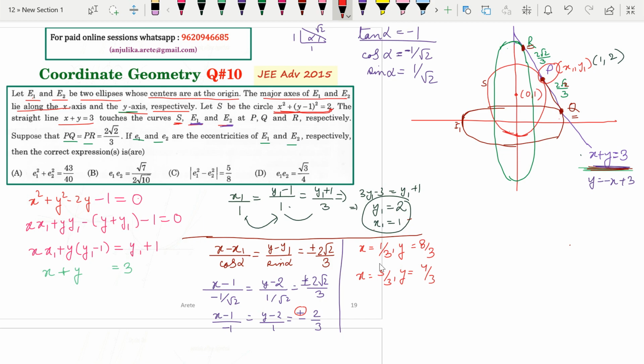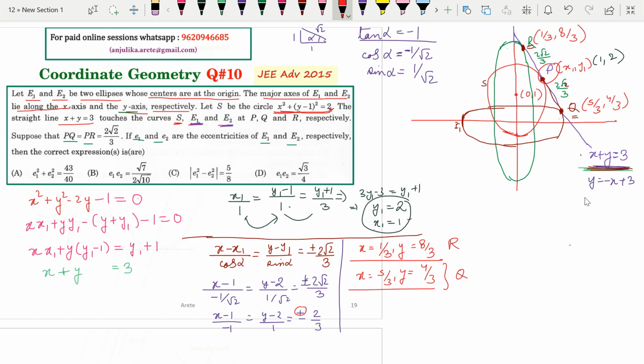So you got the two coordinates. What are these coordinates? This is the coordinate for R, and this is the coordinate for Q. You can see that, right? So the Q coordinate you got is 5 by 3 comma 4 by 3, and the R coordinate you got is 1 by 3 comma 8 by 3. What are you going to do next?